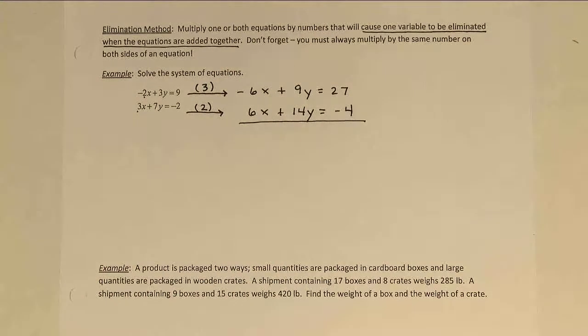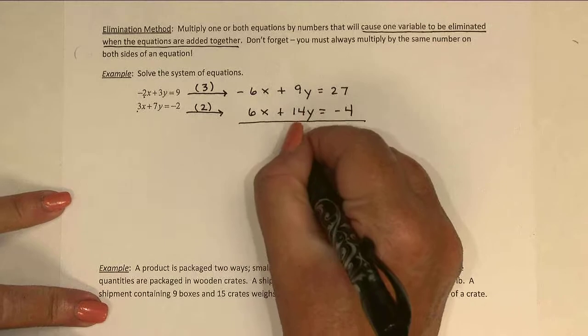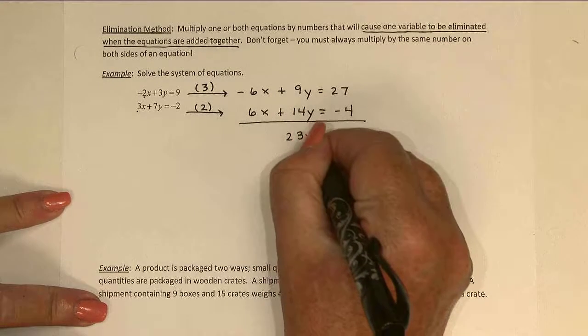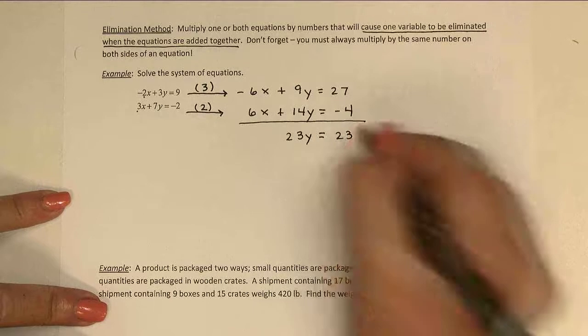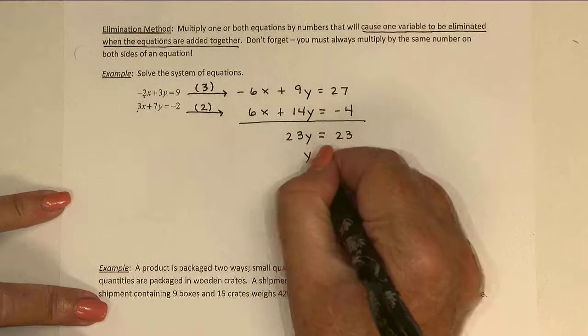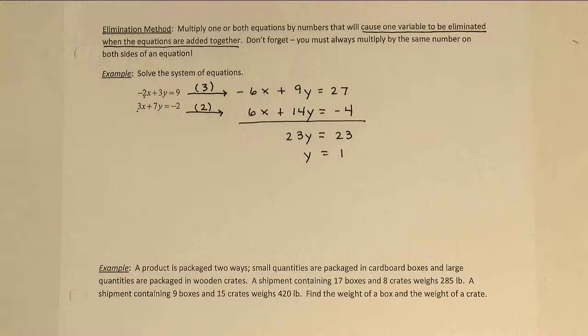All right, I'll now add my equations together. Negative 6x and positive 6x add up to 0, just like we planned. And then we'd have a 23y equals 23. And dividing by the 23, that's going to give me y equal to 1.